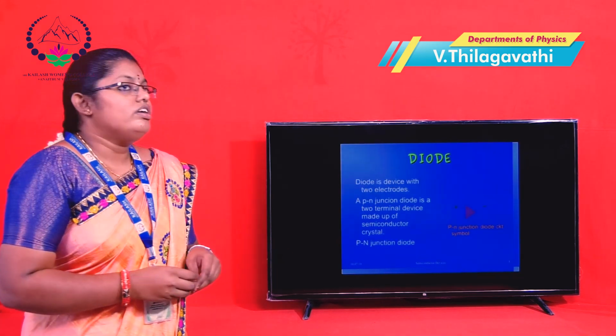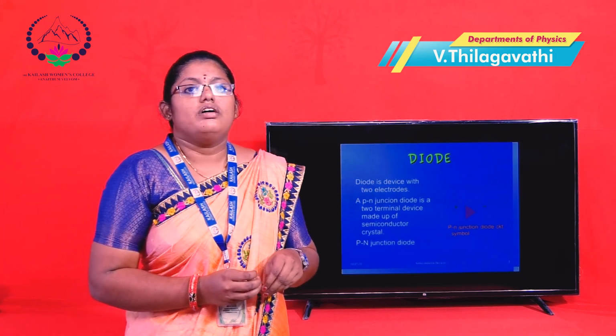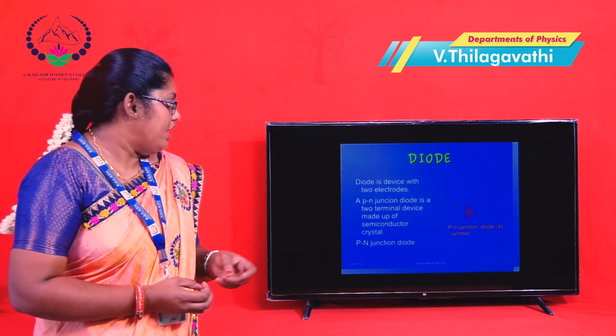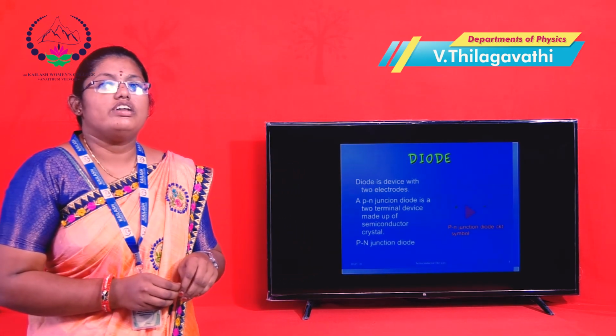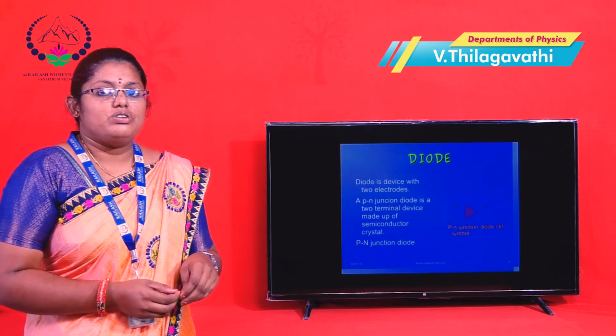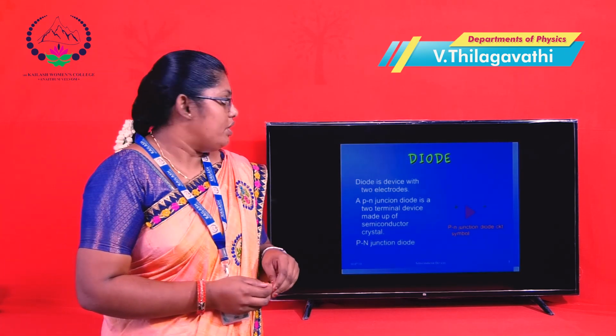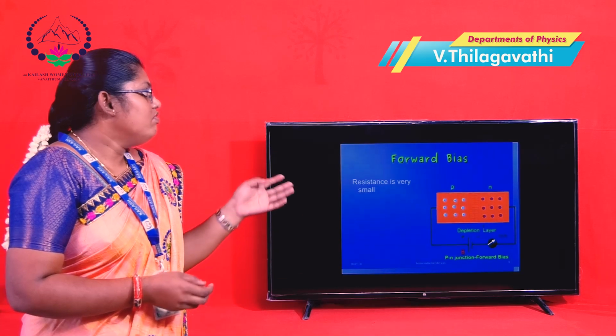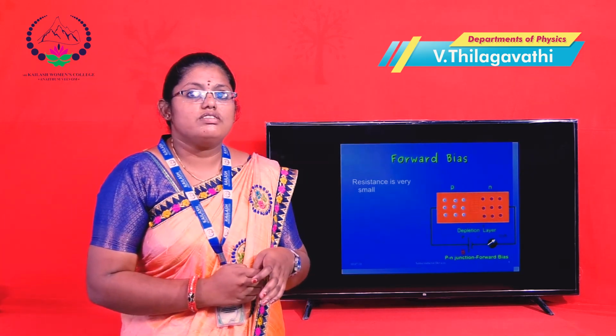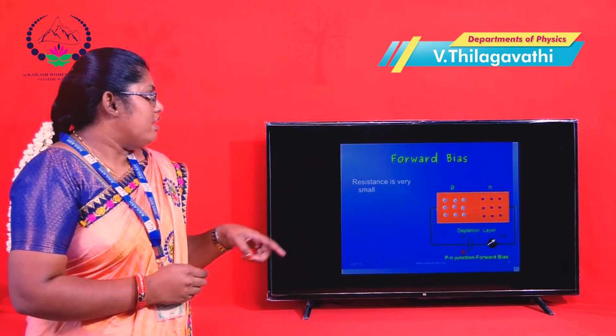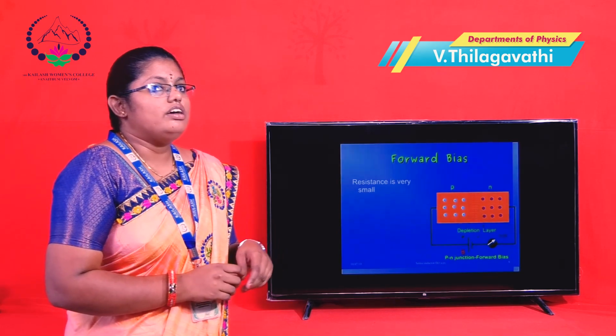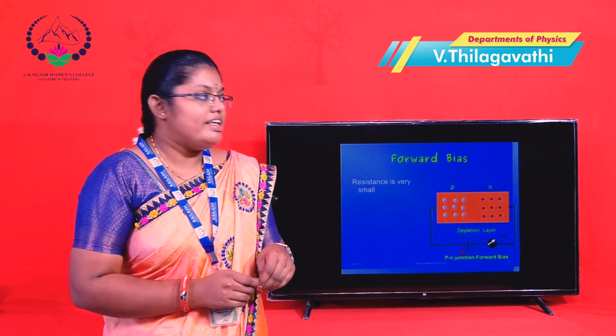Next, diode. Diode consists of two electrodes. One is positive electrode, another one is negative electrode. It has two junctions. One is positive junction and the other is negative junction, and it is also called as PN junction diode. Next, in forward bias resistance is very small, and in reverse bias the resistance is very large, and the conduction is due to thermal agitation.